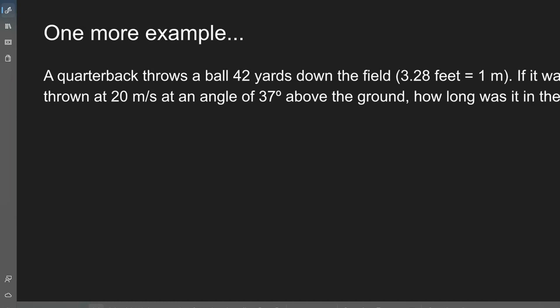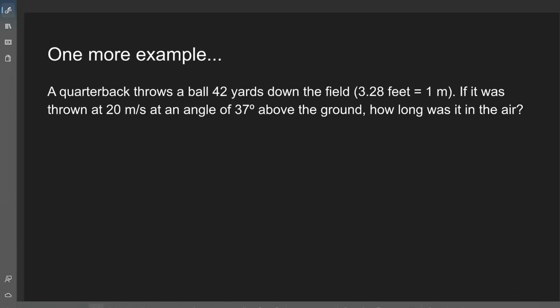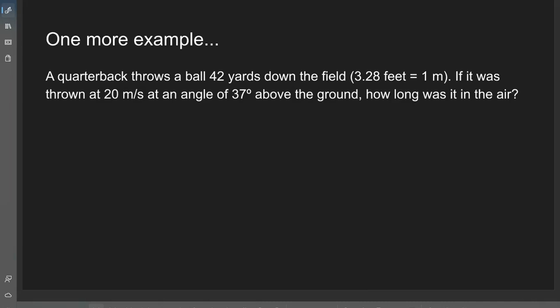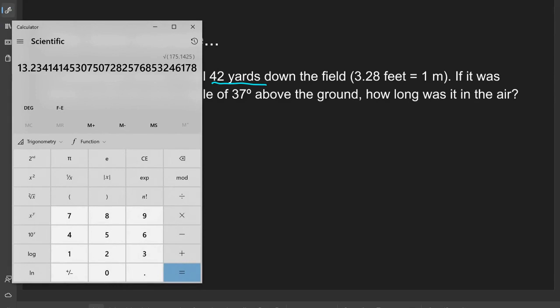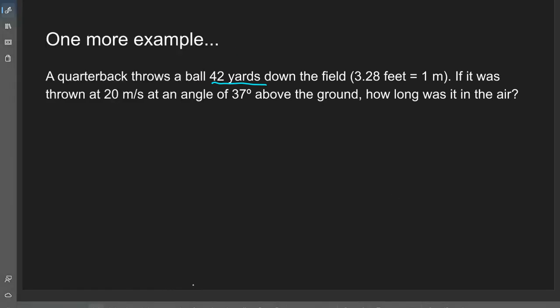Okay, let's say a quarterback throws a ball 42 yards down the field, and if it was thrown at 20 meters per second at an angle of 37 degrees above the ground, how long was it in the air? First thing we're going to do, this is 42 yards. I don't like yards because we're in physics, so let's convert to meters. If we multiply 42 yards by 3, that gives us our feet, and it's 3.28 feet per meter. So 38.4 meters.